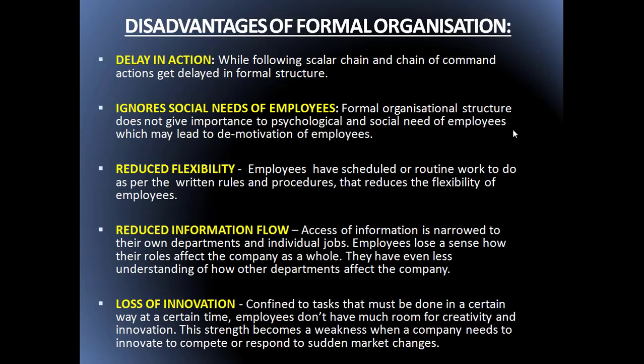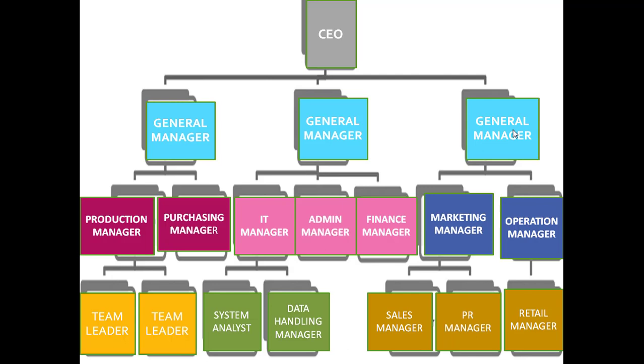Now, disadvantages of formal organizational structure. The first one is delay in action. Now, as we have seen, this is a formal organizational structure, and it has different levels of management, that is top level, middle level and lower level management. Any decision which has to be implemented in the organization has to pass through different levels of management.